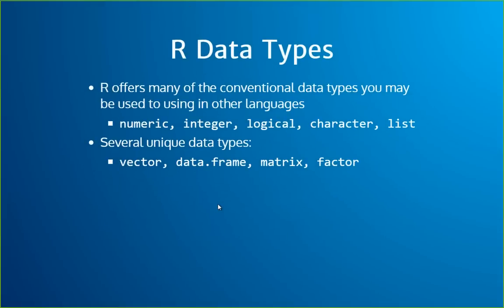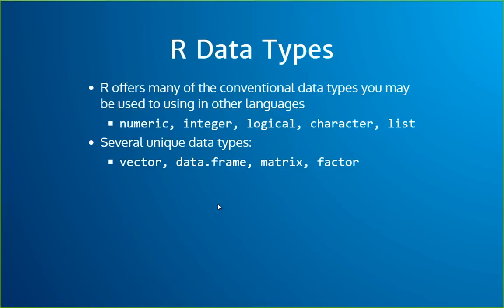So, R data types. R offers many of the standard data types you may be used to using in other languages, say more general purpose programming languages like Python, or even web programming languages like JavaScript. So you have numeric, integer, logical, which is essentially just a Boolean, characters, which are strings, and lists. These are probably relatively familiar to you if you've been programming for any amount of time.